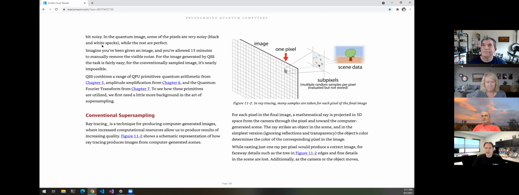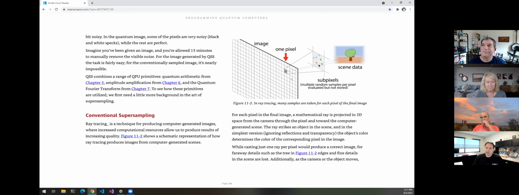So anyway, he says, in the quantum image that we saw before, some of the pixels are very noisy. You have black and white specks while the rest are perfect. So he gives the example: say you were to clear out that noise, make it nicer. It's a lot harder to do in the noisy granular picture than it is in the quantum picture. That's a little bit of a contrived example, but I suppose it could happen. It depends on what you're trying to do. But I think his main takeaway there was it offers some interesting differences that we don't normally see.